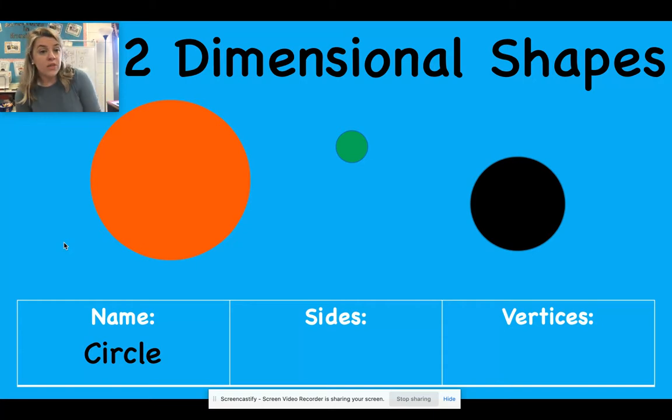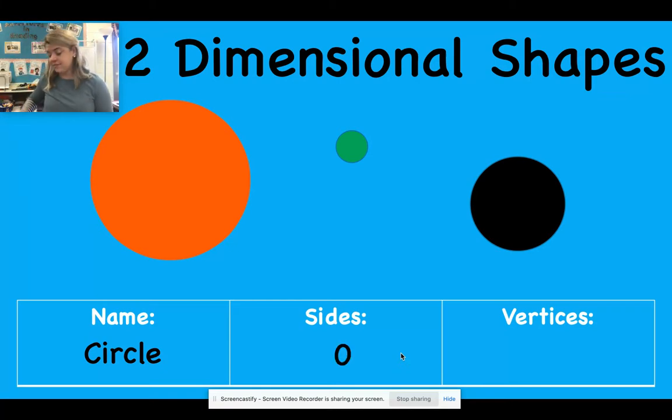Now, what we're looking at today, you remember that word attributes? Well, that means different ways we can describe a shape, or anything. But today we're going to be using attributes to describe shapes. So we're going to talk about the number of sides that a shape has and the number of vertices that a shape has. Now, our circle, it doesn't have any sides. What? Say what, Miss Gates? It doesn't have any sides. It's just one line that just keeps on going.